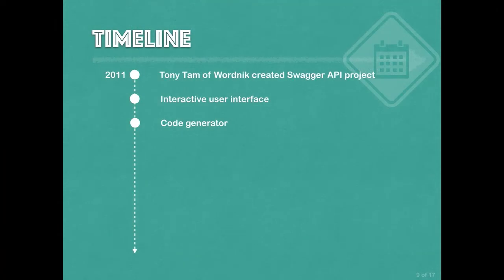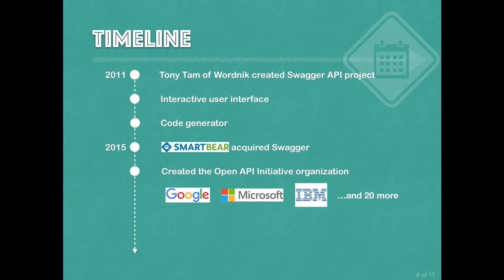In 2015, SmartBear, who created the popular SoapUI, also started to acquire Swagger and then created a new organization called OpenAPI Initiative, which will handle the maintaining of this Swagger specification. This new organization is composed of Google, Microsoft, IBM, other big companies, and 20 more. With further revisions on the documentation, of the specification rather, Swagger documentation has been renamed to OpenAPI Specification. That's what we're going to see later in the examples.